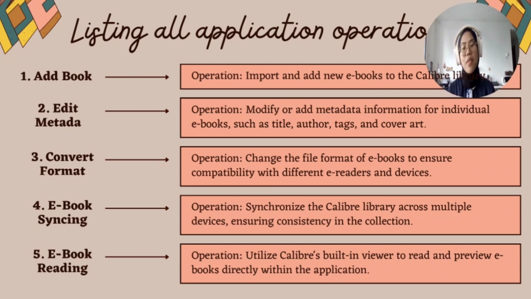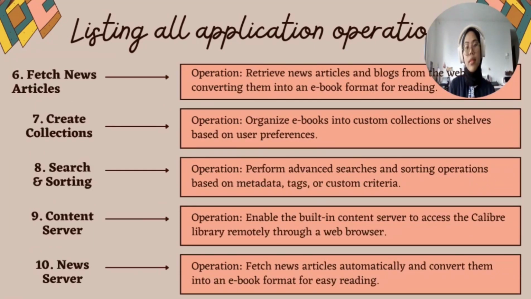So number 5, we have ebook reading. It will operate to utilize Calibre's built-in viewer to read and preview ebooks directly within the application itself. Number 6, fetch news article. This will operate to retrieve news articles and blogs from the web, converting them into an ebook format to read.